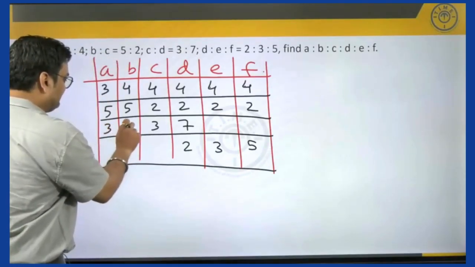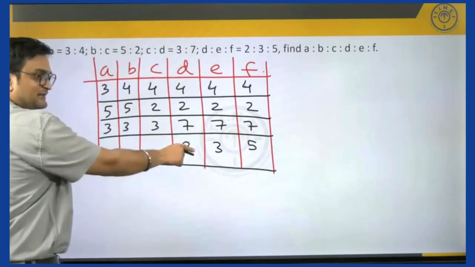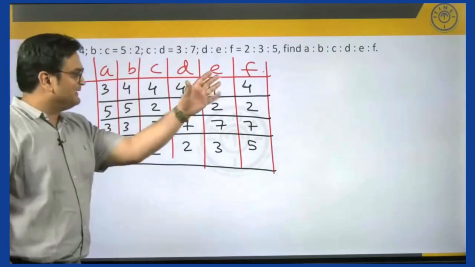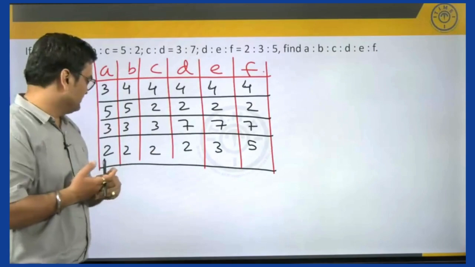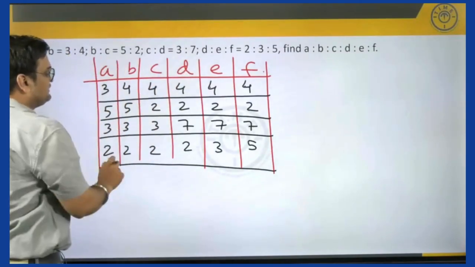So I'll write 3 here, whereas these 2 are adjacent to 7, I'll write 7 here. These 3, if you will see, are adjacent to only 2, I'll write 2 here. So this way I fill up the remaining cells that we have. Next, for finding that merged ratio, we simply multiply each column.